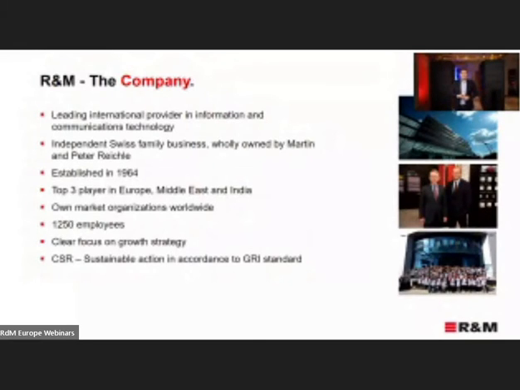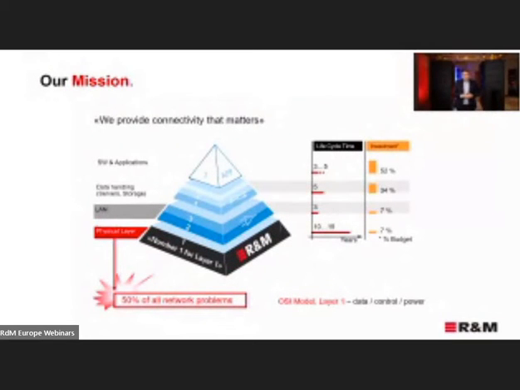So we can really say that we're a global company. R&M is focusing on passive products for data transmission, which means that we are not producing any network switches, routers, servers, etc. We are focused on cabling, on the infrastructure, fiber optic and copper.